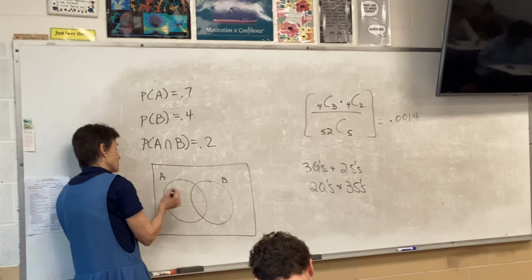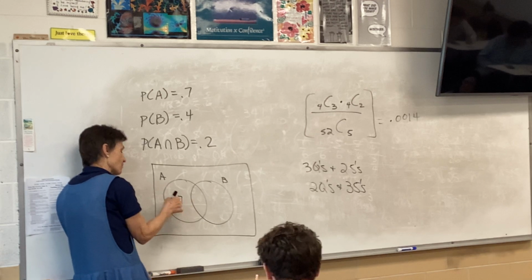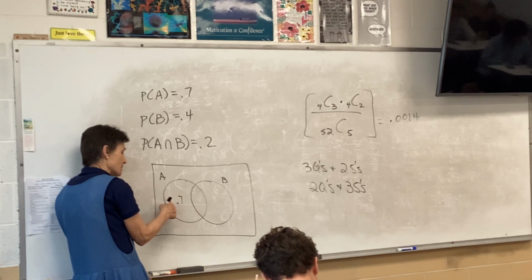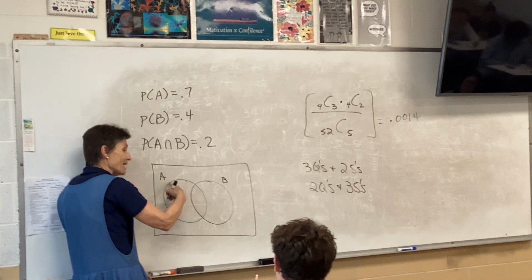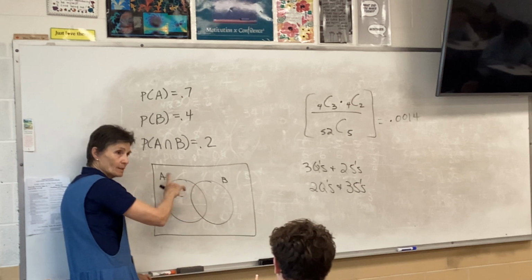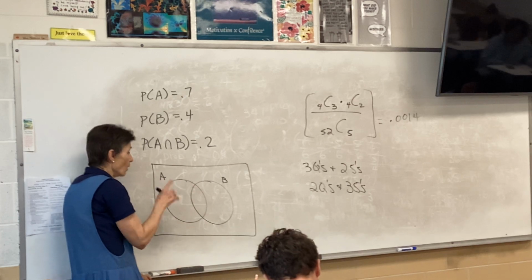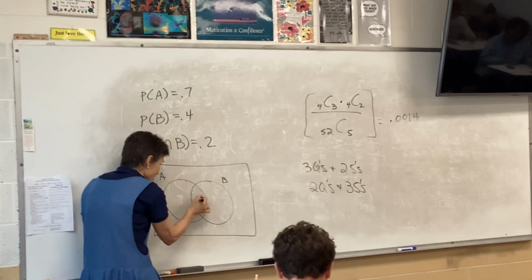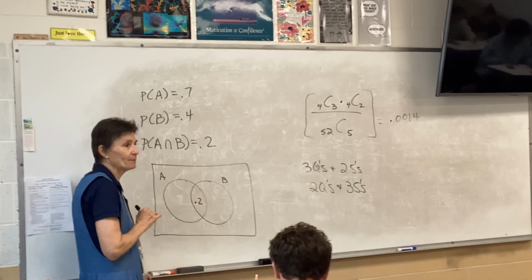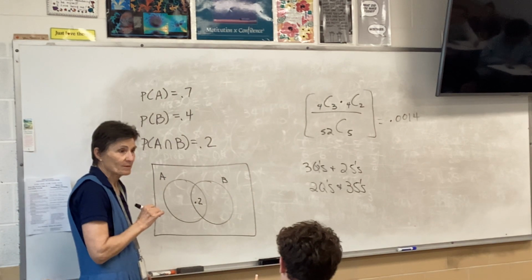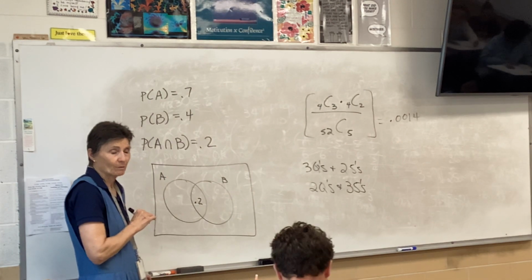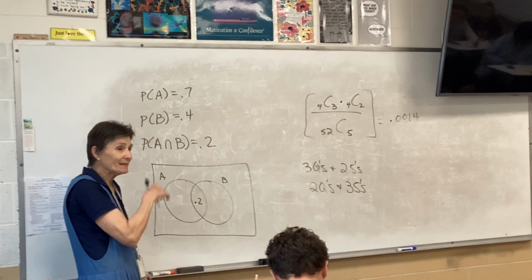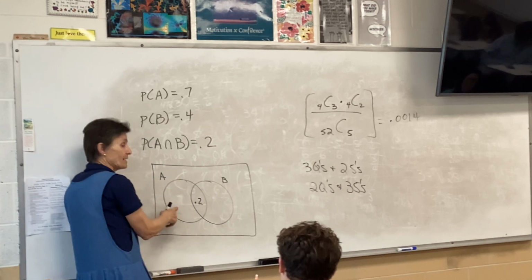Do not put 0.7 right here. That is not 0.7. The whole A circle is 0.7. The only number I can put in there right now is this one, because that tells me the overlap is 0.2. The A and B is 0.2. The minute I do that, then I can tell you what this is.